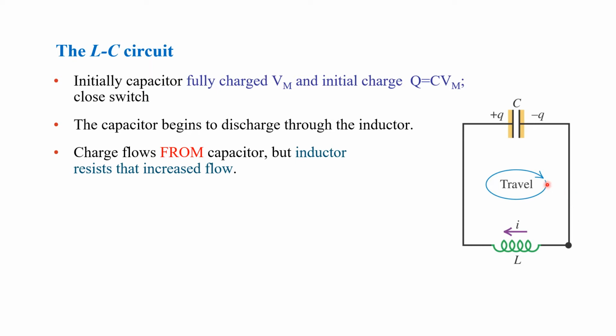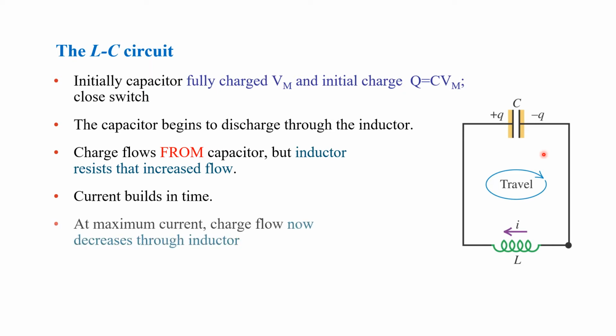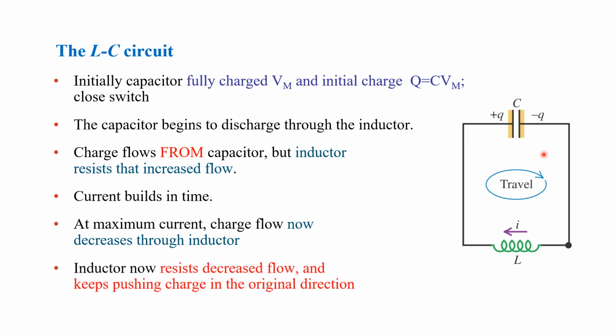Charge flows from your capacitor, but you have your inductor here, which resists the increase in flow of your current. So what happens is, your current builds in time. At maximum current, charge flow now decreases through your inductor. However, your inductor now resists the decreased flow and keeps pushing charge in the original direction.